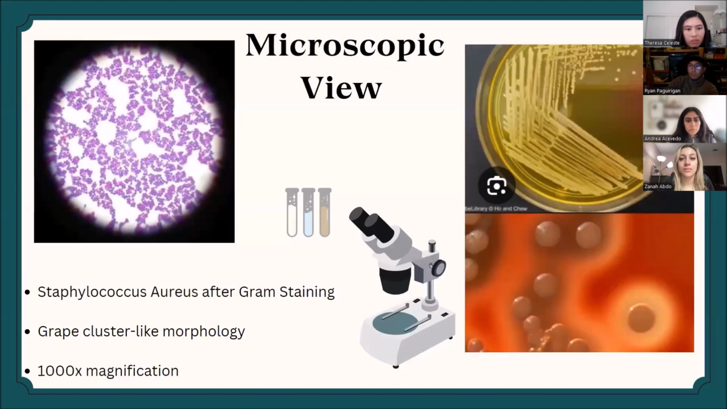Viewing it under a microscope, you can definitely see that the bacteria itself does gram stain positive, so it does stain purple. On the right-hand picture, you can see that the bacteria itself also does shine like a gold-like yellow under the light.